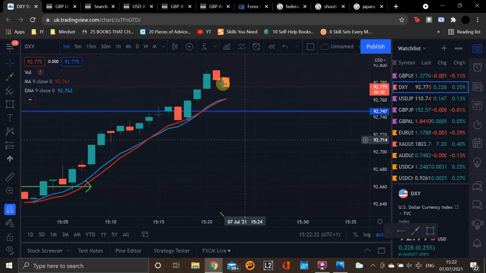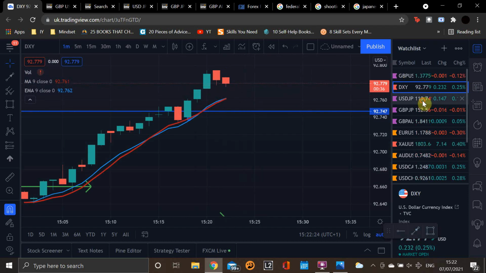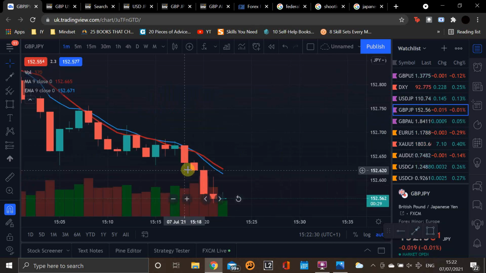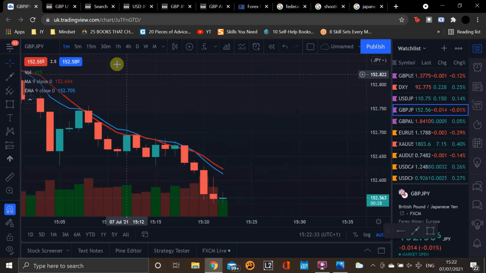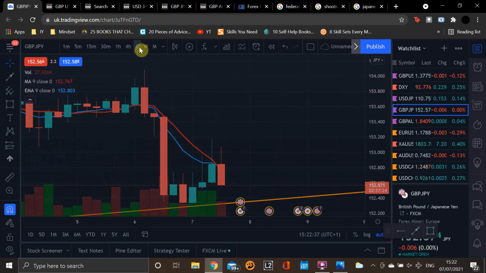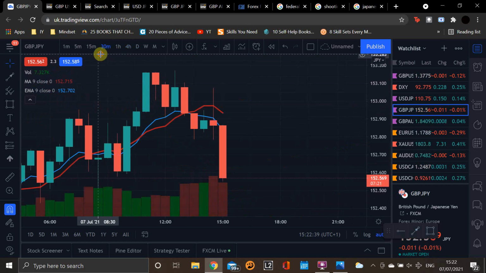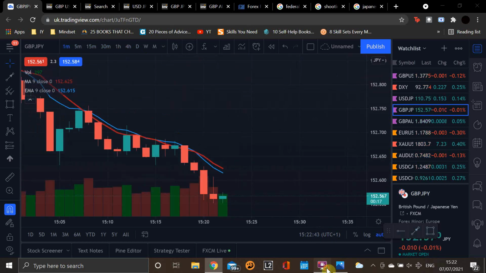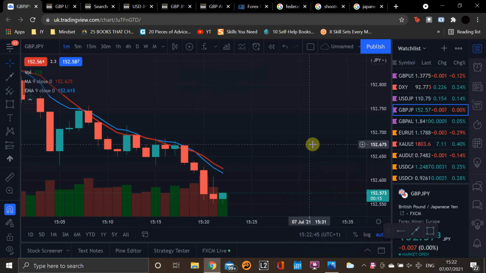Okay, so now it's retracing back to the same line. So what does that mean for USD JPY? Of course, it's going to go down. What about GBP JPY? It's reaching. Ooh. GBP is being beaten up. How long is this trade? Almost 2 hours. That's crazy. This is the longest session I've ever had.